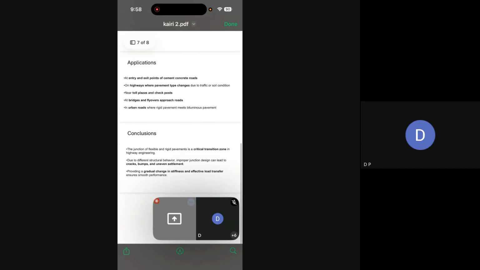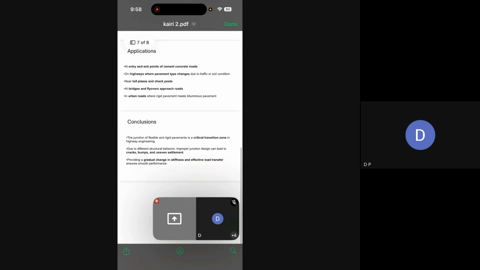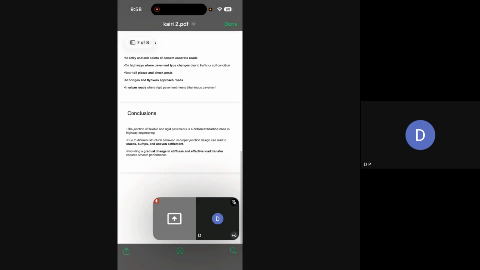Applications: at entry and exit points of cement concrete roads. On highways where pavement type changes due to traffic or soil conditions. Near toll plazas and check posts, at bridge and flyover approach roads, in urban roads where rigid pavement meets bituminous pavement.